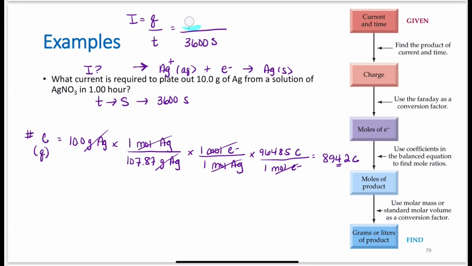Now I'm ready to plug it in up here and find my actual current. 8,942 coulombs. Again, just underlining where my sig figs are, and I get 2.48 amps. Again, I can write that as 2.48 coulombs per second. So that is the same thing. Amps just looks more proper for my current, but it is the same answer.